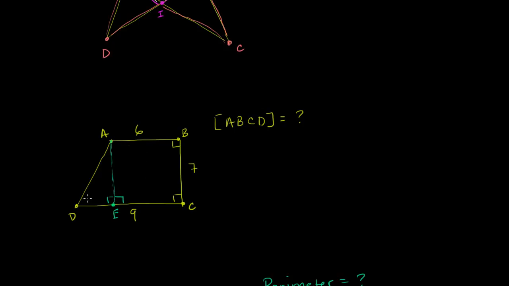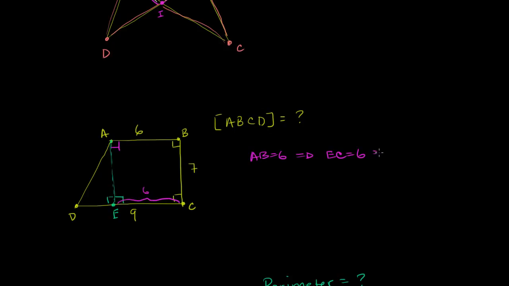But how do we figure out the area of this triangle? Well, if this side is 6, then that means that EC is also going to be 6. If AB is 6, notice we have a rectangle right over here. Opposite sides of a rectangle are equal. So if AB equals 6, that implies that EC is equal to 6.